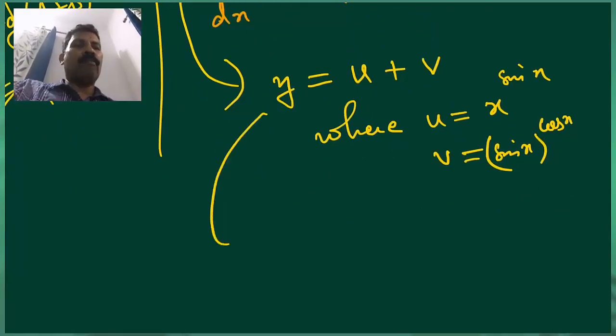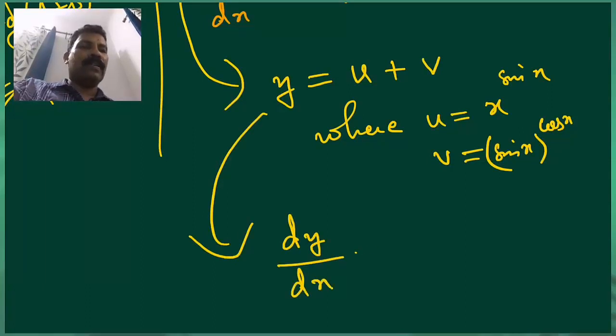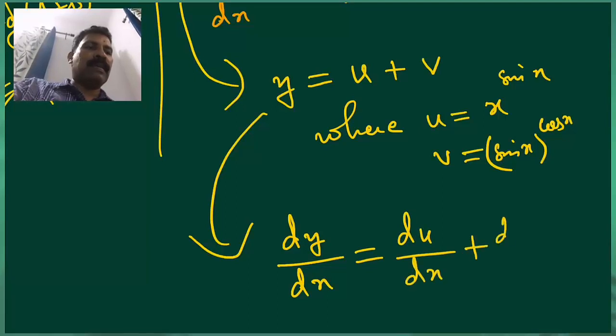Now what happened? When y is equal to u plus v, dy by dx is equal to du by dx plus dv by dx.